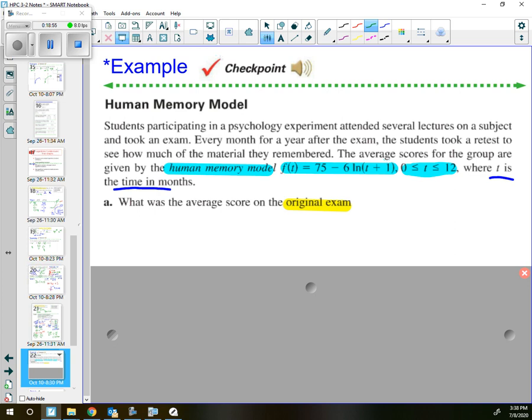So what would original exam mean? What t-value would that be? Well, no time had elapsed. They had just learned the material. So theoretically, this is when you would know it the best, at time equals 0. So when you take a test, that's when hopefully you're going to know it the best.